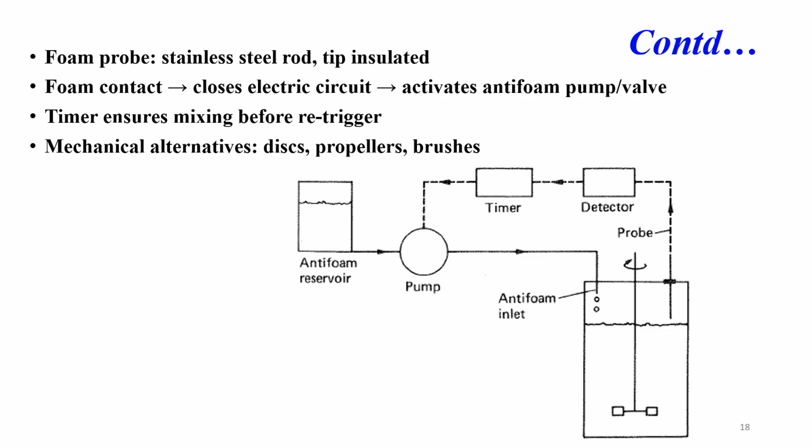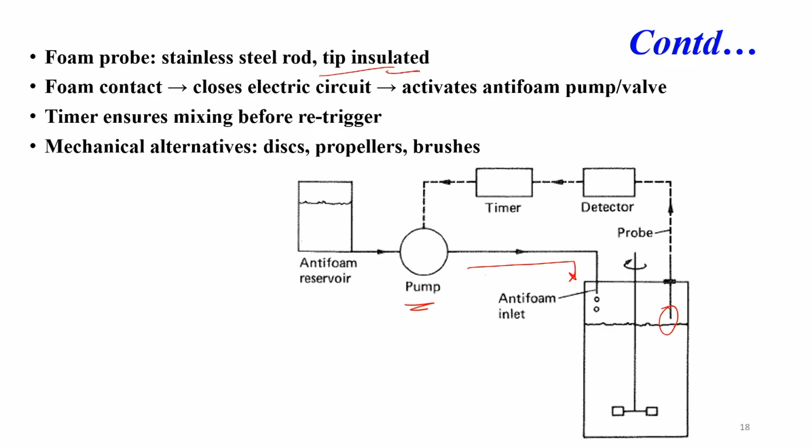So, you just see this is a bioreactor and this is your foam sensor. So, what it will do, once the level of foam touches this sensor, it will go to detector, it will go to timer, and finally there is a control device, that is a pump. It will start the flowing of the anti foam to the bioreactor, so that foam level will further go down.